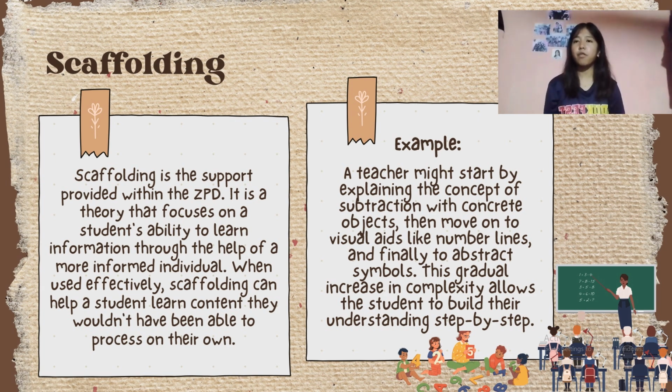We also have the focus on the ZPD. The support provided should be within the learner's ZPD, challenging them to reach their full potential. For example, scaffolding in action: a teacher might start by explaining the concept of subtraction with concrete objects, then move on to visual aids like number lines, and finally to abstract symbols. This gradual increase in complexity allows the student to build their understanding step by step.